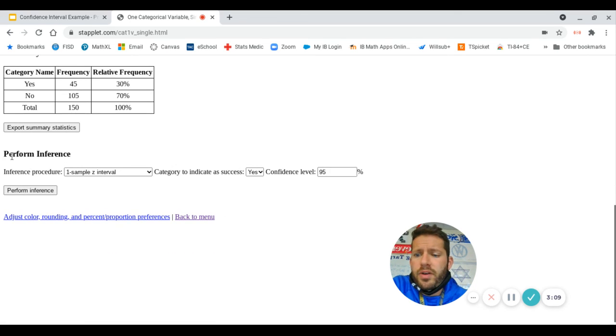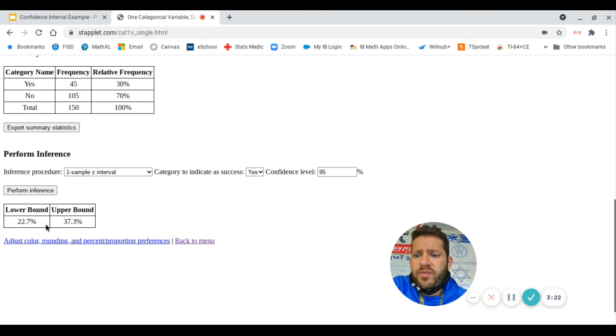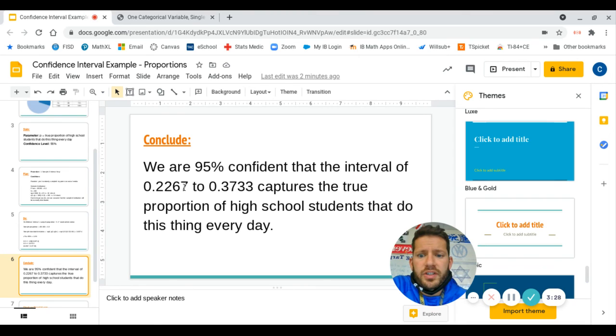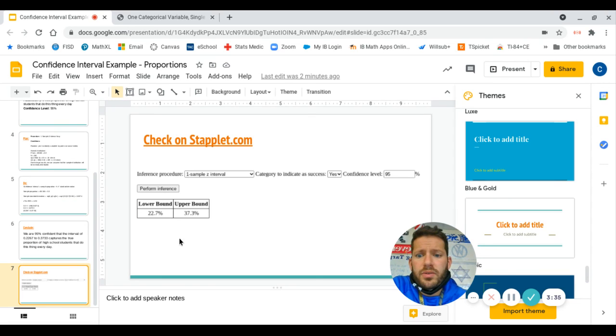And then I wanted to perform an inference. I can click this and find one sample Z interval. The category I want to indicate as a success is yes. My confidence level I typed in there. Perform inference, and I get 22.7% to 37.3%. And that is basically what I got. If I change this to a decimal or a percentage, it'd be 22.7 and 37.33. And I can see that also here on statlet.com. So I did a good job.